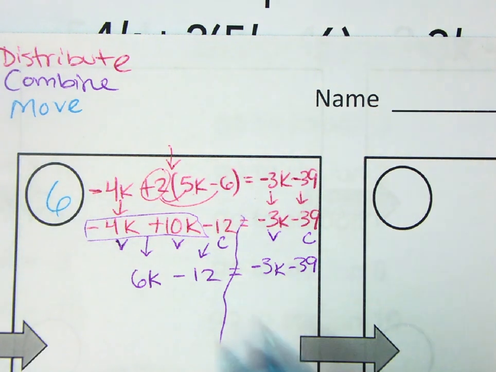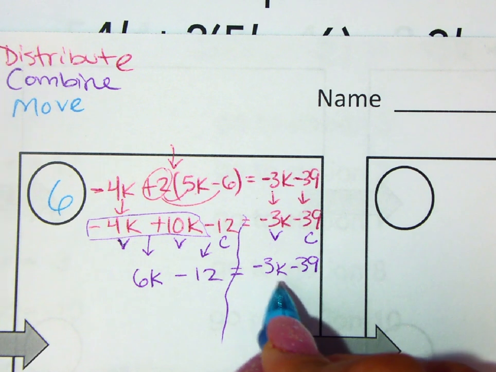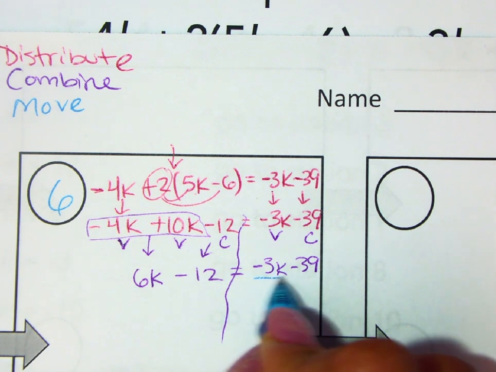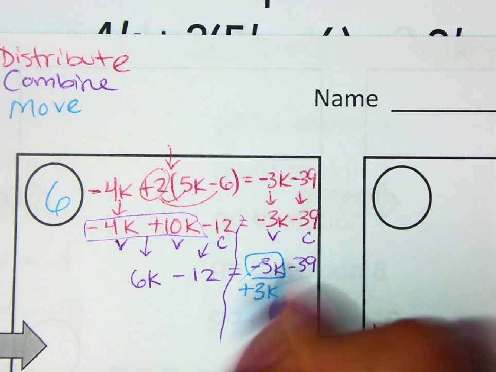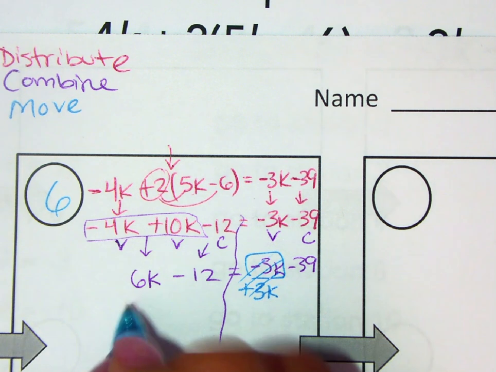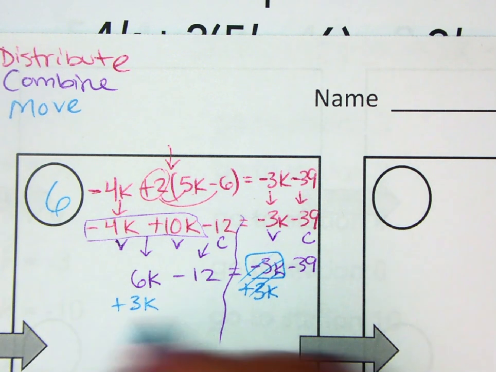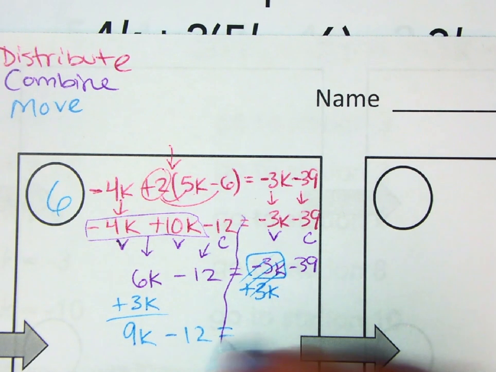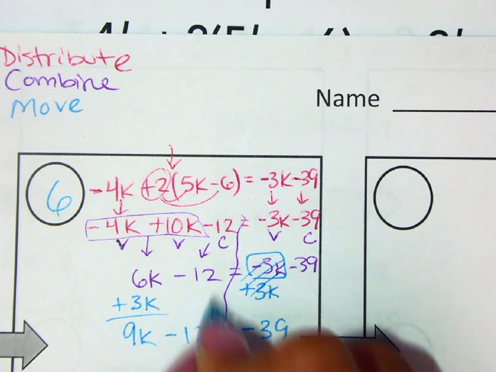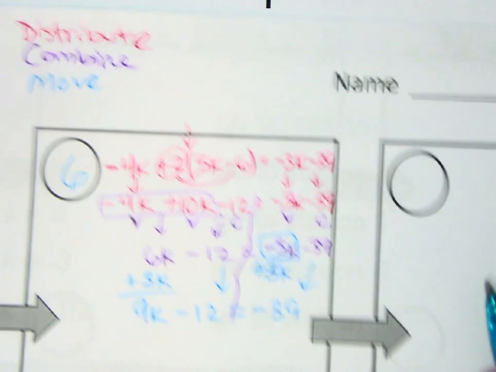So now that we combined like terms, we're going to do the next part of moving things to the other side. Usually the variable goes on the left side, so I'm just going to go ahead and show that example. The k goes to the left side, so we're going to add 3k to cancel this side. But what you do to one side, you do to the other. So that's 9k - 12 = -39. These just came down.